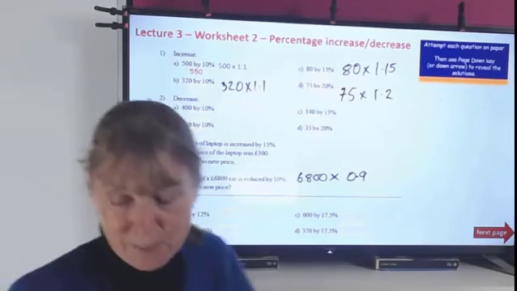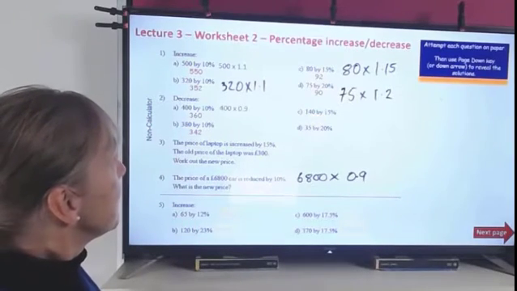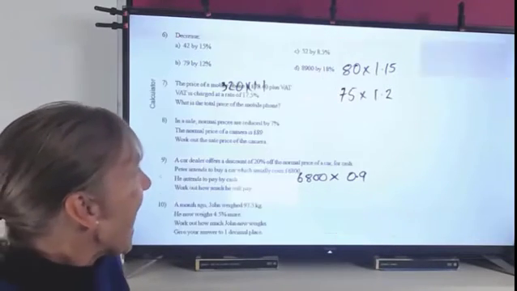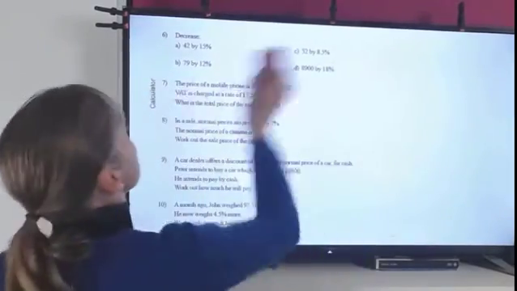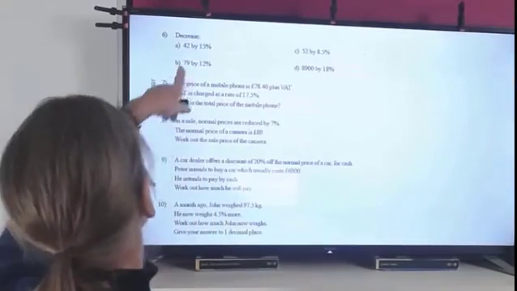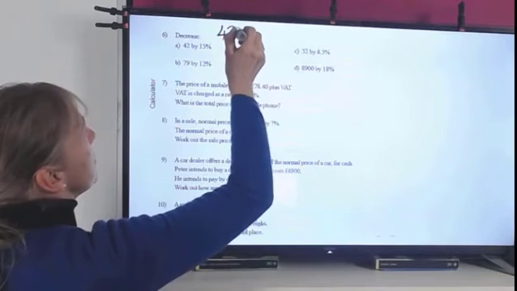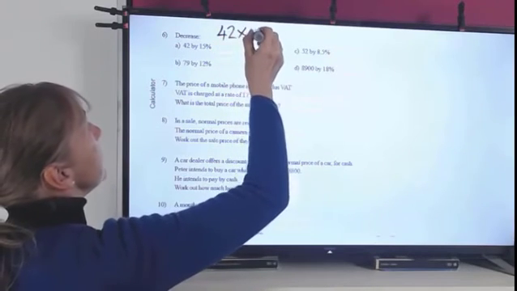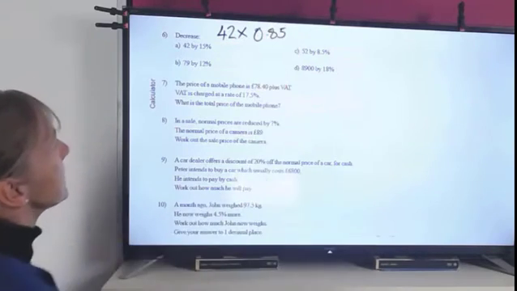So let's go to the next page. I'm going to have to do all these first. Here's the next page. Let's do some more decreasing. So decrease 42 by 15%. Right, so this time we're going to multiply 42 by 0.85.